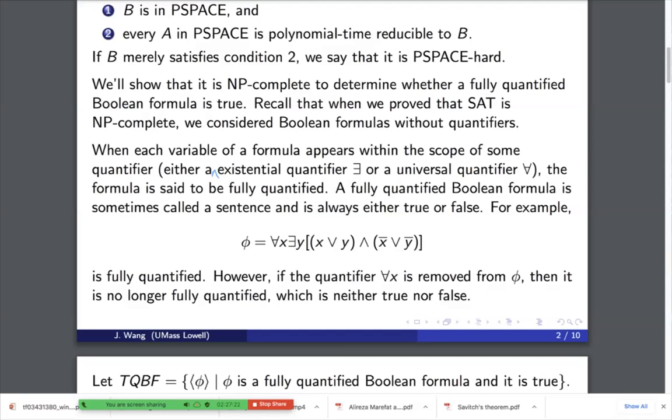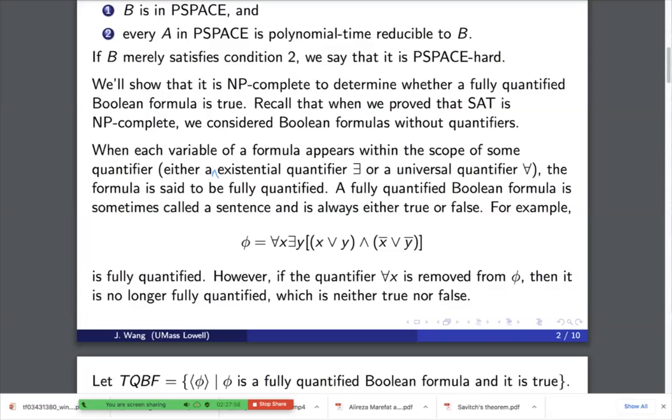Okay, so this sentence means that it cannot be both, right? So for instance, when we look at Boolean formula for SAT, for some truth assignment it could be true, and for some other it could be false. But since it's fully quantified in our case, it is always either true or false. It cannot be that for some it is true and for some other it's false.